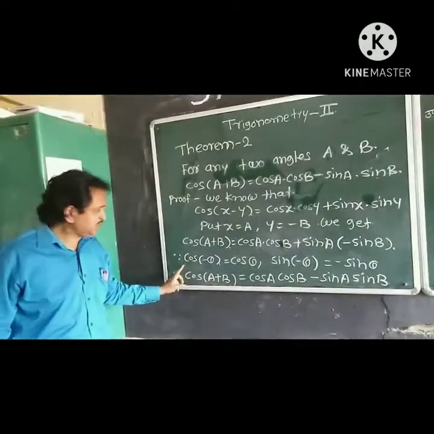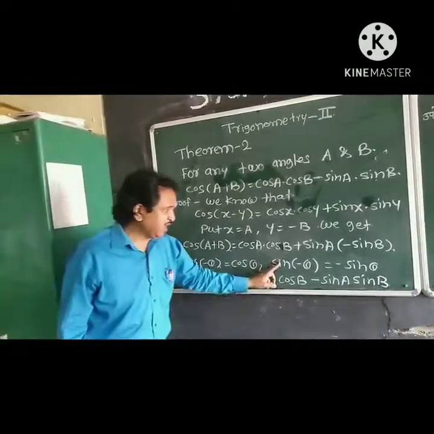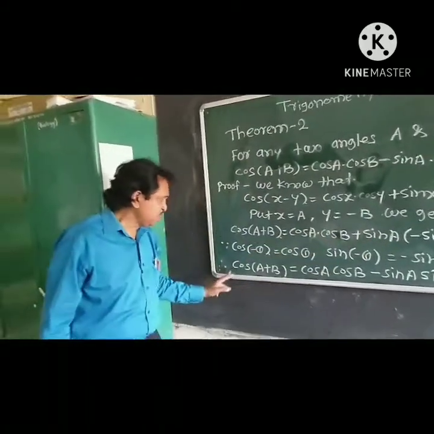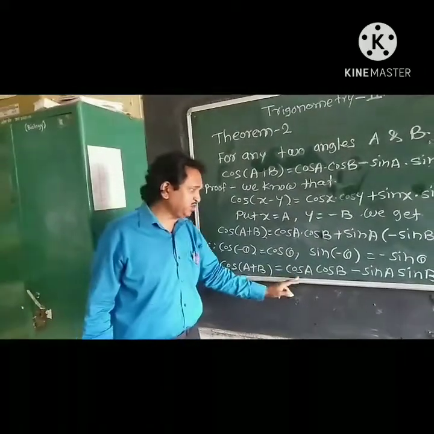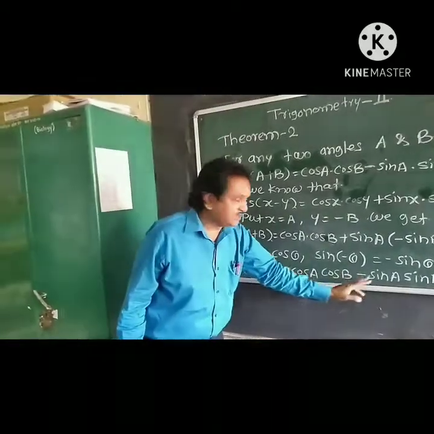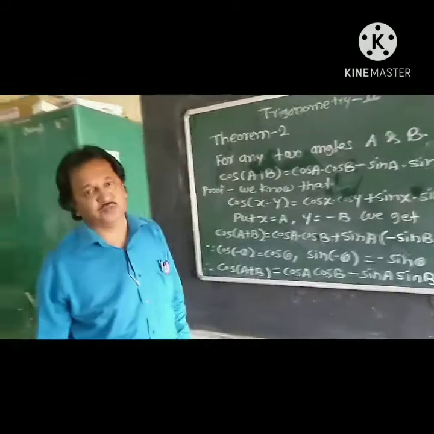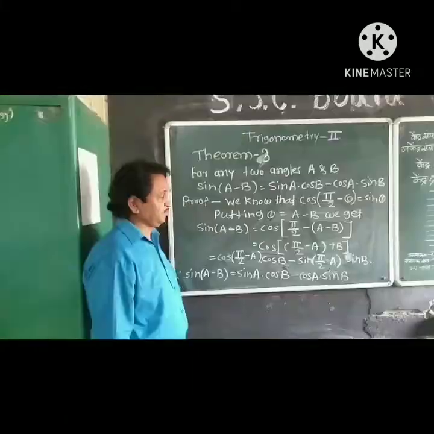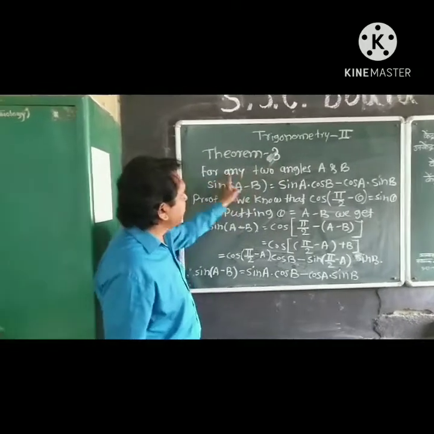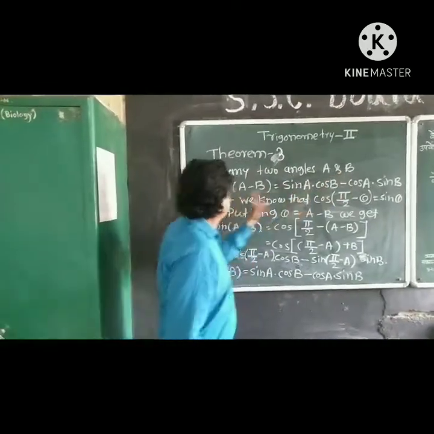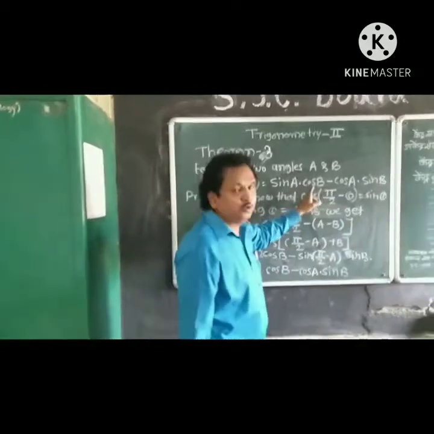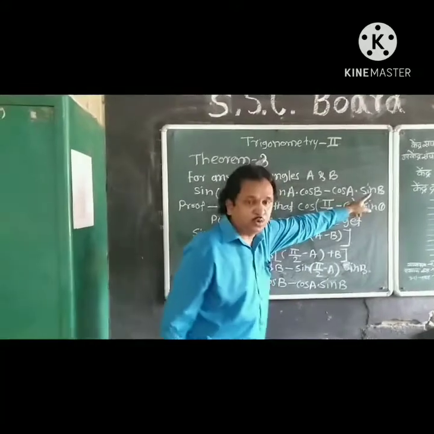Then cos(minus theta) is equal to cos theta and sin(minus theta) is equal to minus sin theta, and finally we get the proof: cos(A plus B) is equal to cos A cos B minus sin A sin B. Here theorem number 3, for any two angles A and B, we have sin(A minus B) is equal to sin A into cos B minus cos A into sin B.